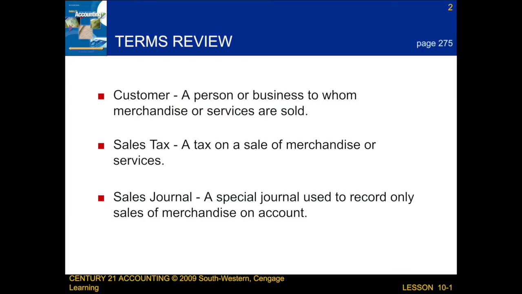Okay, so there are some key terms that I'd like to go over before we start the accounting part of this lesson. A customer is a person or business to whom merchandise or services are sold. A sales tax is a tax on a sale of merchandise or services. And a sales journal is a special journal used to record only sales of merchandise on account.